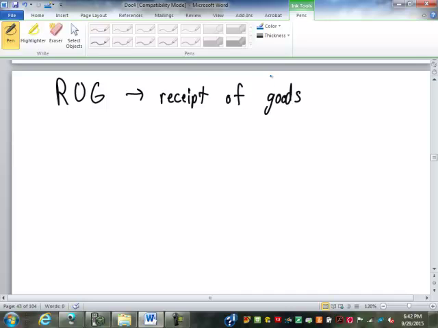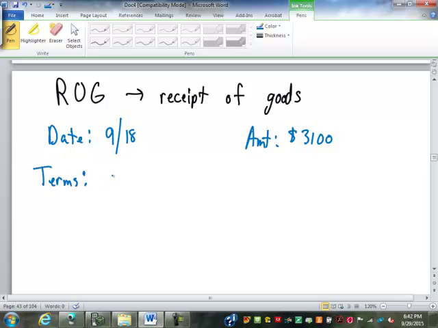So in that case where we expect things to take a while to ship to their destination, we modify the invoice date using an ROG modifier. Let me show you how that goes. So it might look like this. On the invoice, we'll have a date of September 18th, an invoice amount of $3,100, terms 2/10 net 30, ROG.